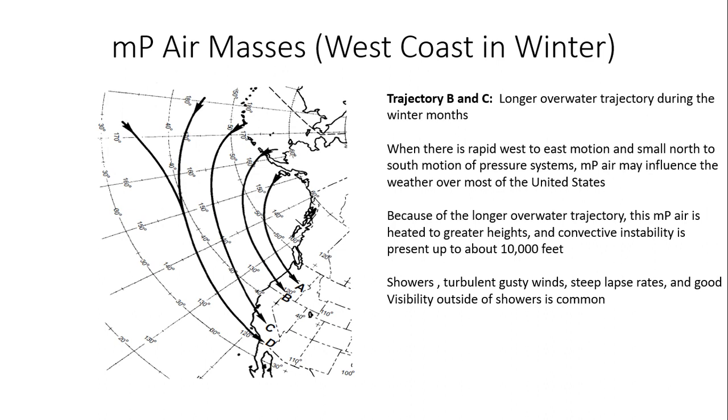So this is the type of mild weather pattern you get with a more west-to-east jet stream, where the air at trajectories B and C here, the maritime polar air, is basically going to work its way all the way across the country.